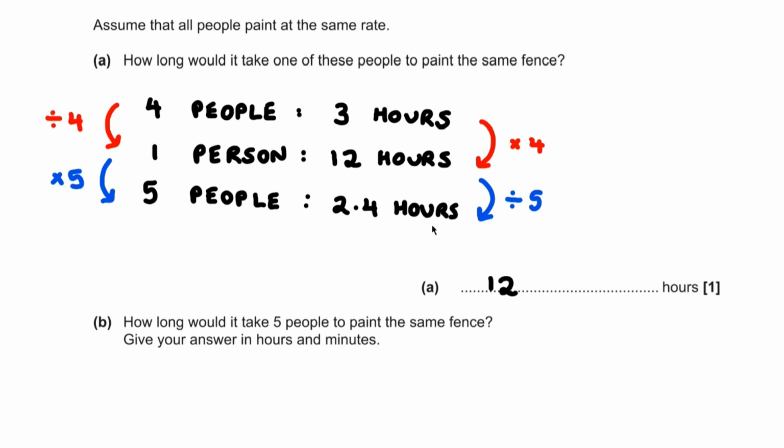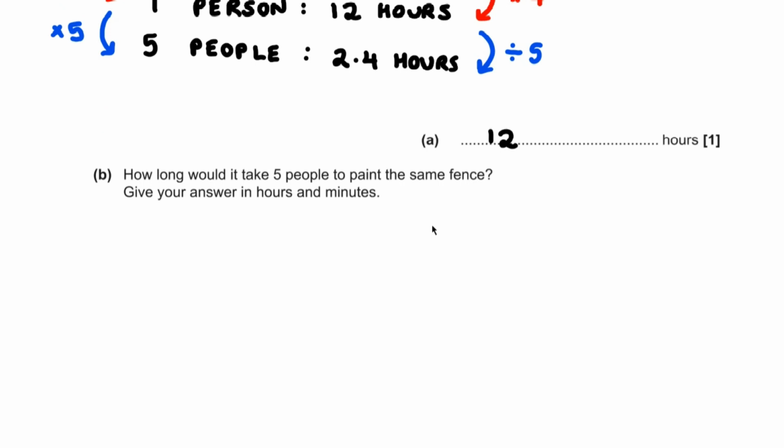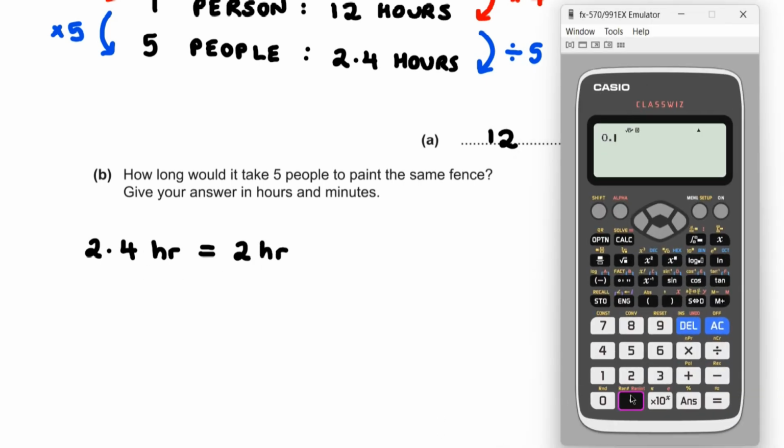So, now that I've got 2.4 hours, I need to convert that into hours and minutes. So 2.4 hours, well, of course I'd have the 2 hours, and then I've got this 0.4 hours, and the 0.4 hours, if I multiply that by 60, that converts it into minutes. So I have 2 hours, 24 minutes.